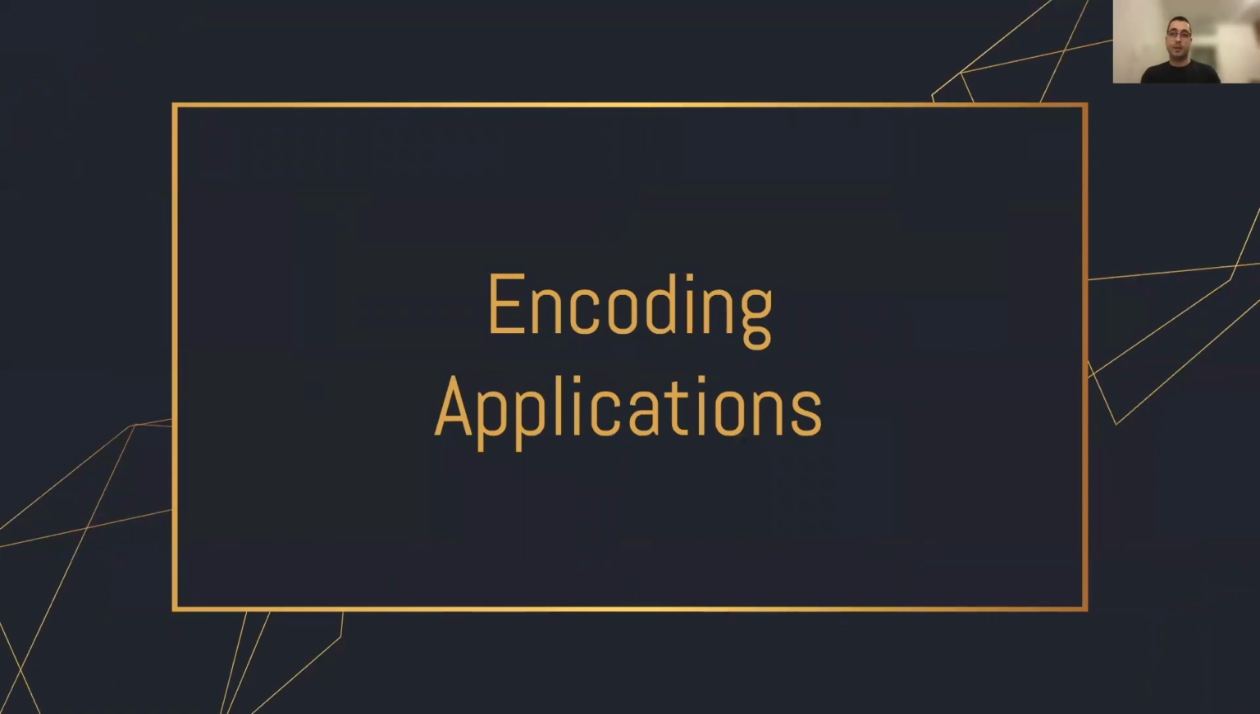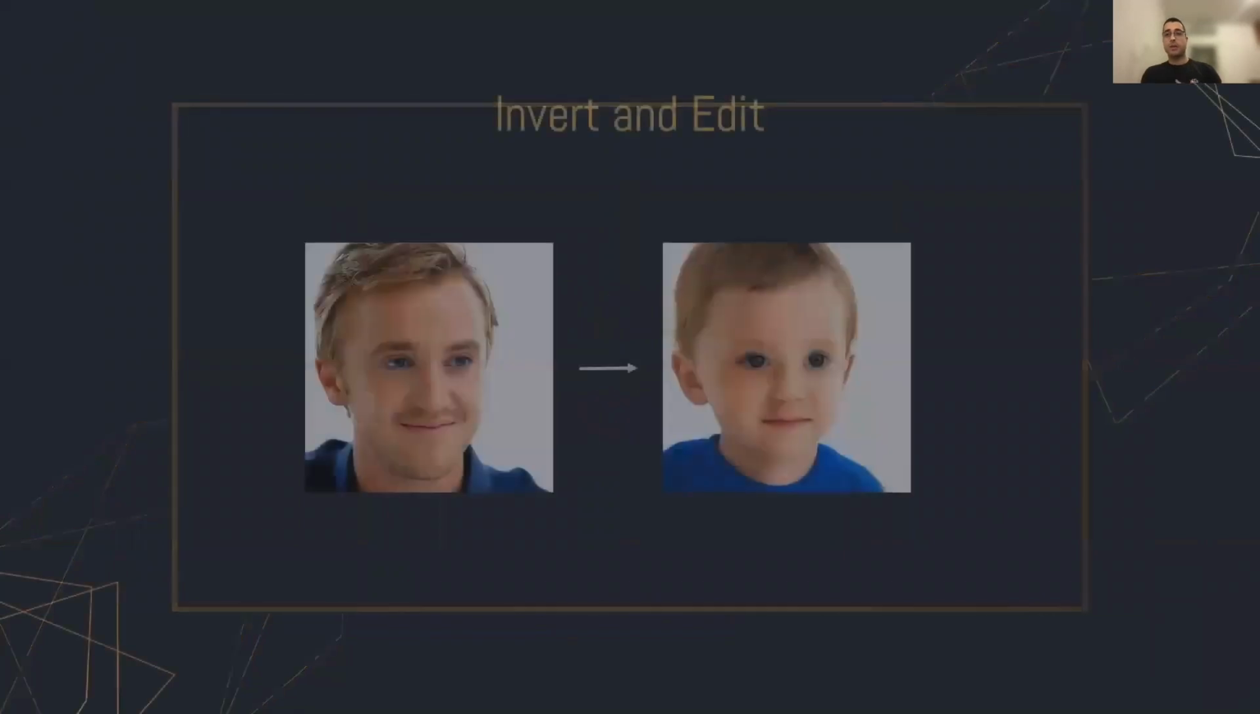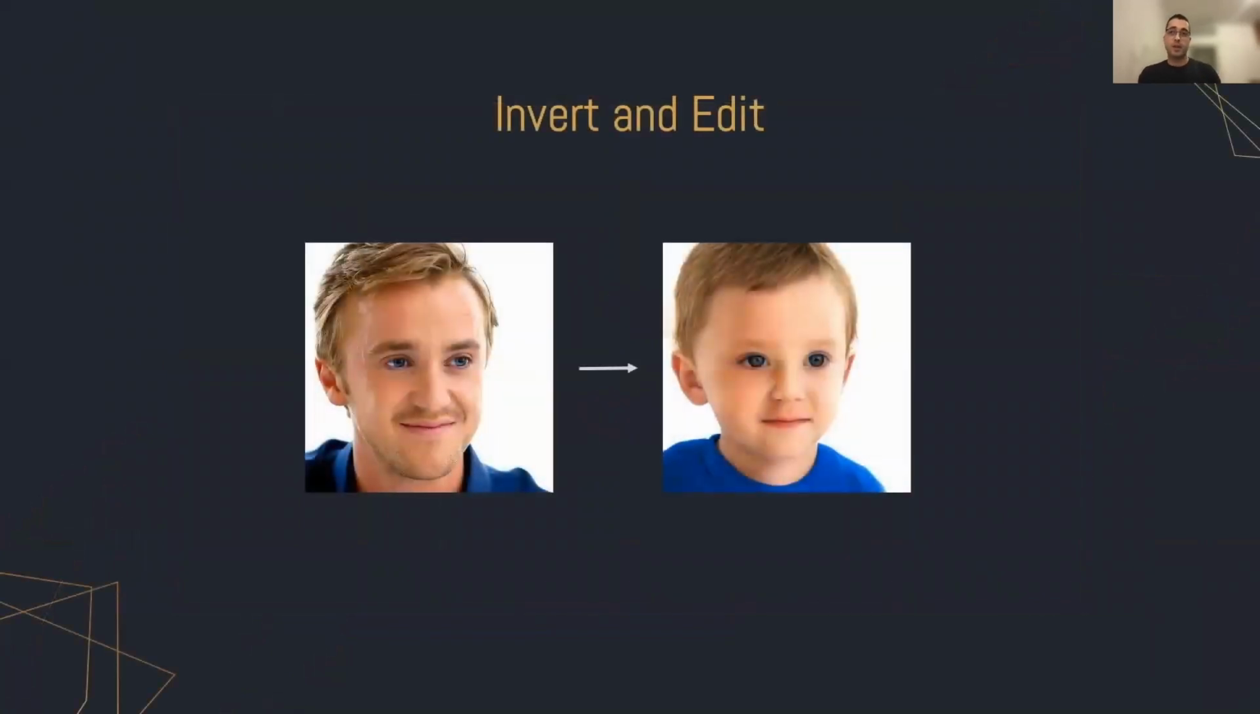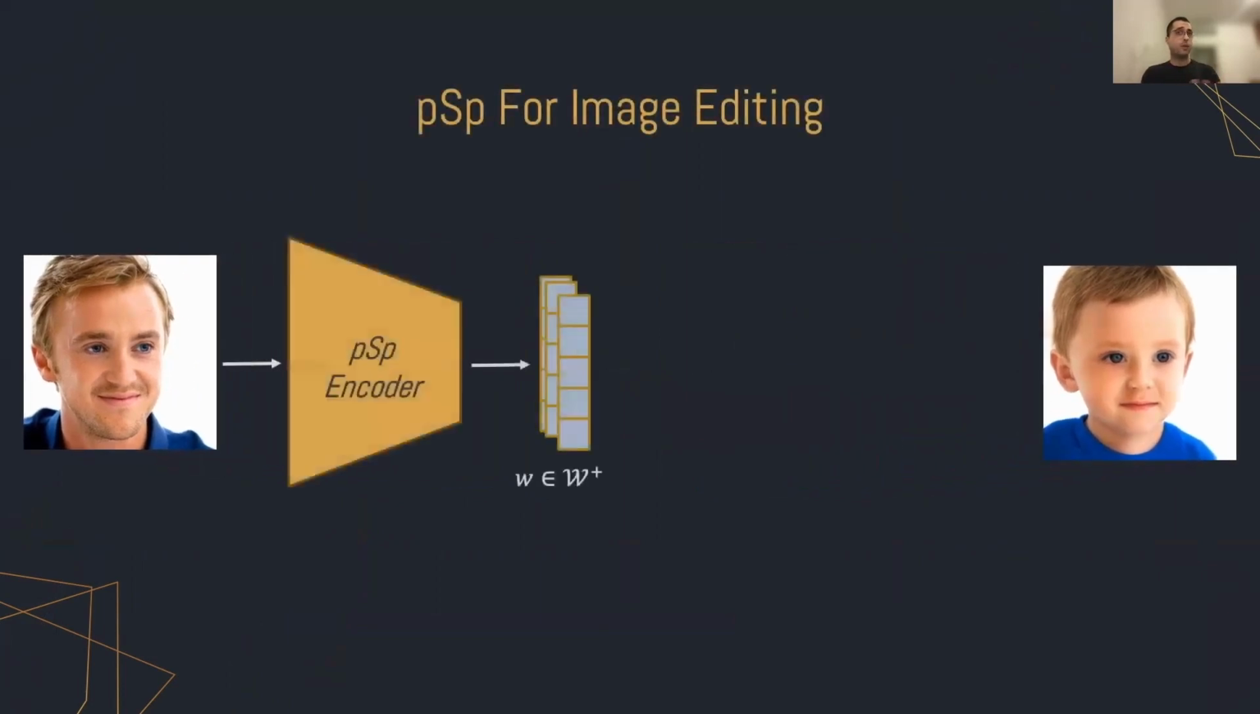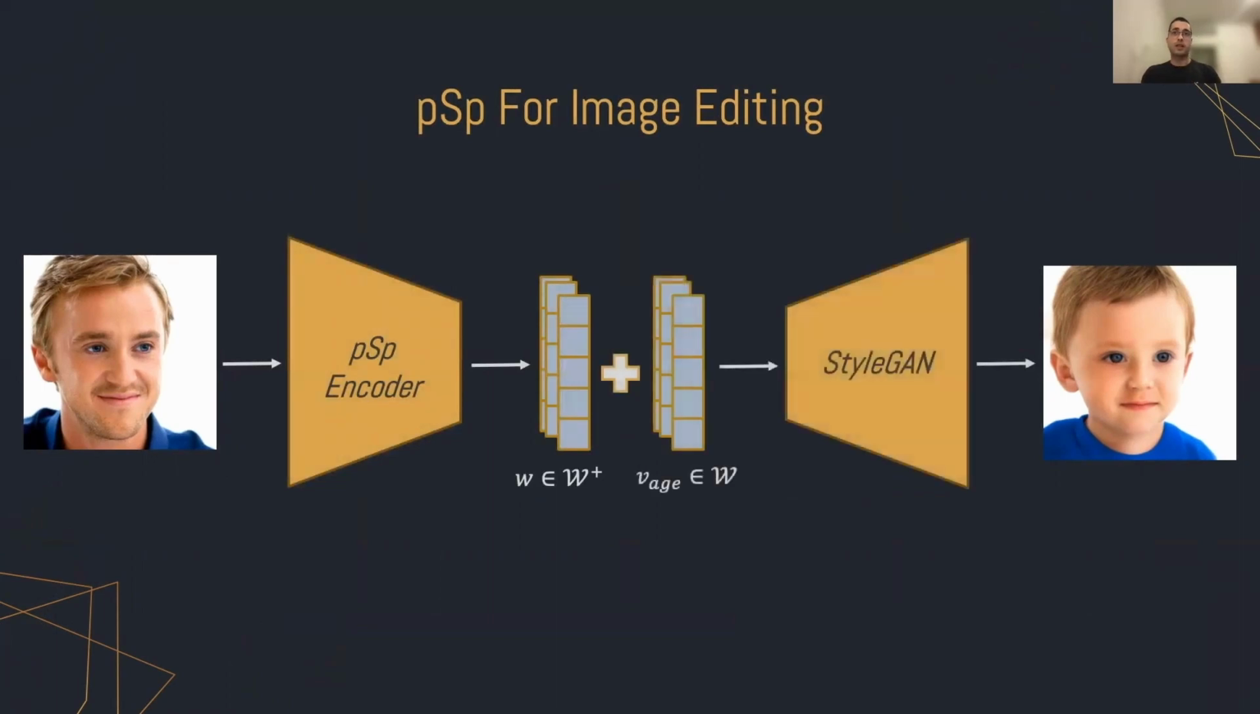But let's go beyond the inversion task and see how we can use our encoder to perform various applications. So first we have this invert and edit approach. A common application for inversion that we saw earlier was editing, right? So what we'll do here is we'll take our image, encode it using our PSP encoder into W+, find a direction that transforms age, right, using the approach that we saw, a latent space traversal, and then pass it to our pre-trained StyleGAN to get the edited image of the same individual at a different age. And this works great for images that we can encode into the latent space of StyleGAN.